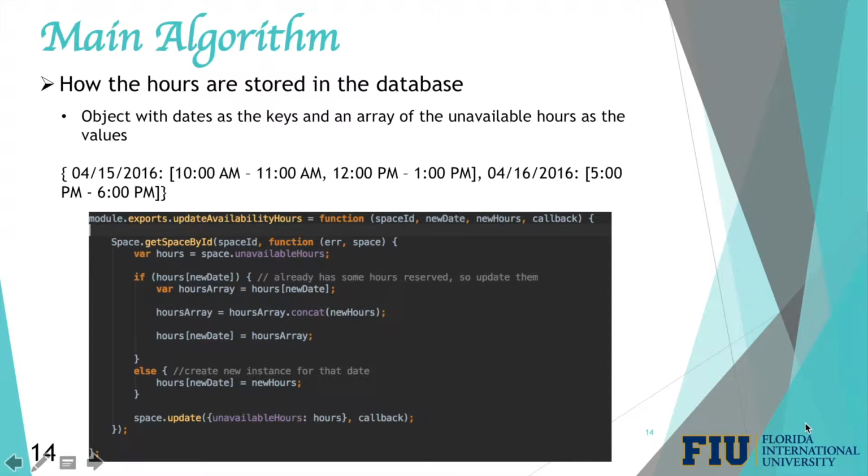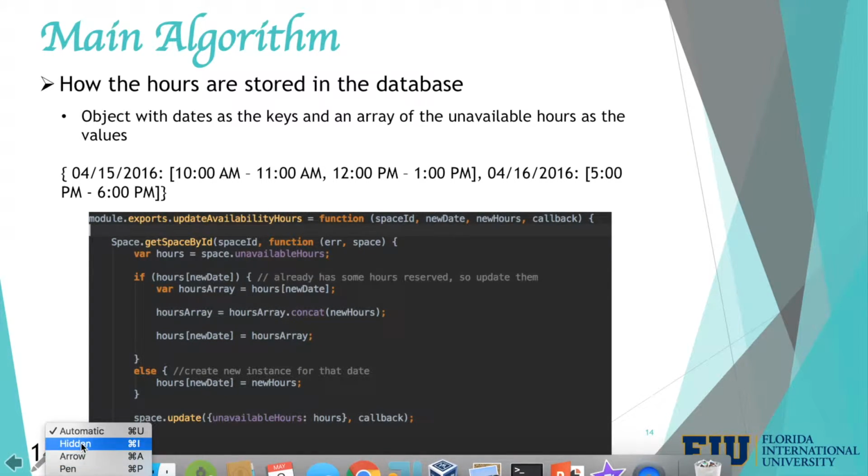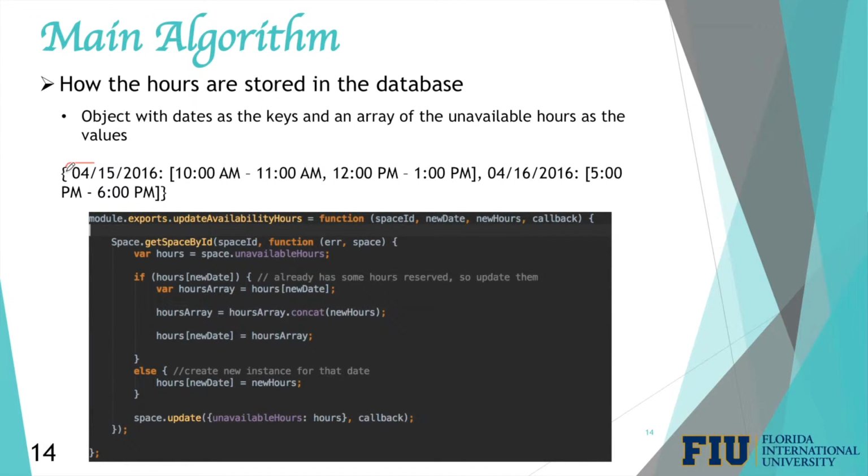So one of the main algorithms is updating the availability. Here I'm going to show you how to update the unavailable hours. This is for the rent now use case. We are storing the unavailable hours as an object with dates as the keys and an array of the unavailable hours as the values. So as you can see here, we have the date as a key, also here another date as a key, then as the value for this, we have an array of that date's unavailable hours, and same over here.